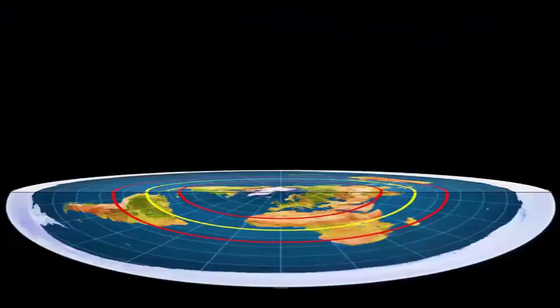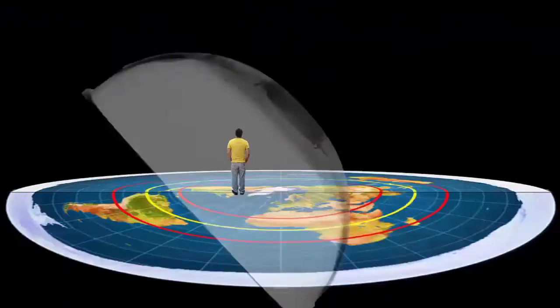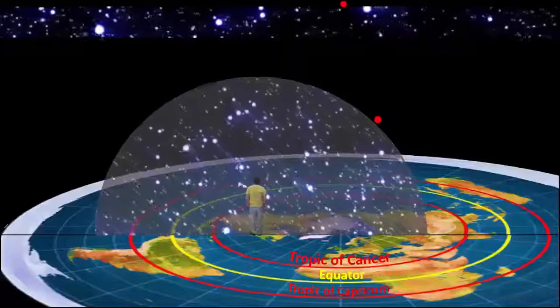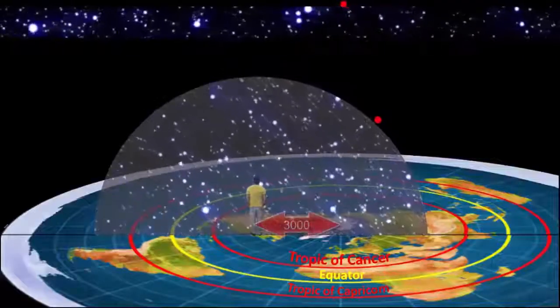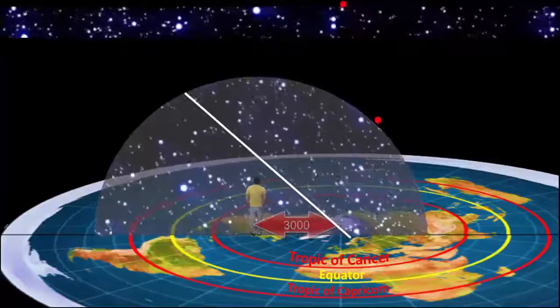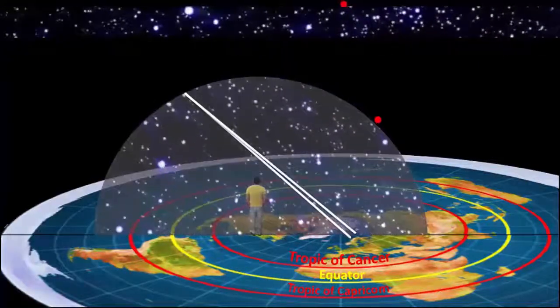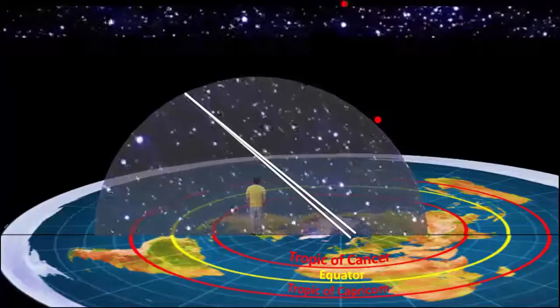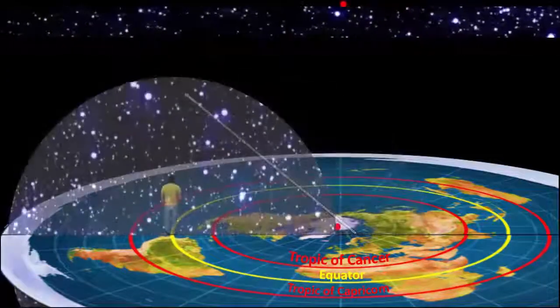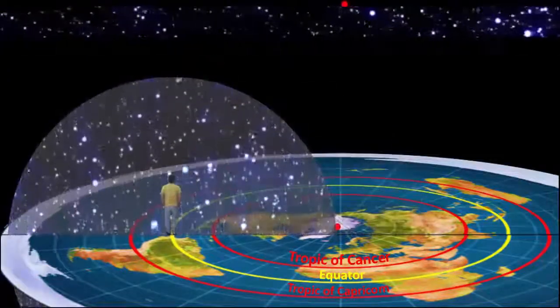So as you head south, the salad bowl starts to tip onto its side. Let's say you travel 3,000 miles south of the North Pole, everything would be rising in the northeast, sweeping out over the southern sky, and setting in the northwest, like this, right? And if you go all the way to the equator, Polaris would now be sitting on your northern horizon.